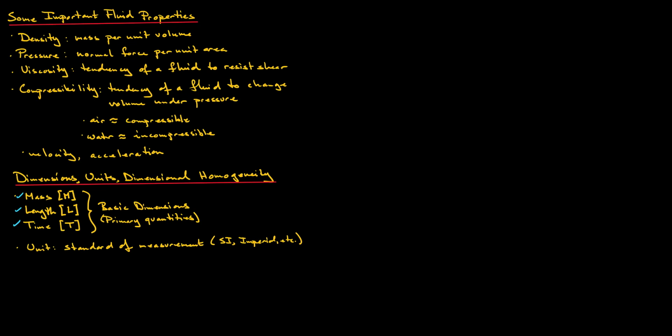The unit is the standard of measurement, and you're probably aware of a few, such as the SI system of units, or imperial. The basic dimensions of mass, length, and time can be expressed in different systems of units. For example, length can be expressed in feet or inches, or it can be expressed in meters or kilometers. These basic dimensions are very important and will play a central role in our later study of dimensional analysis.